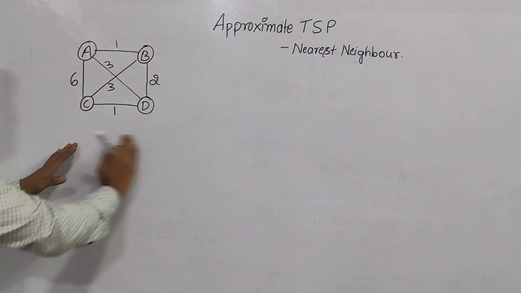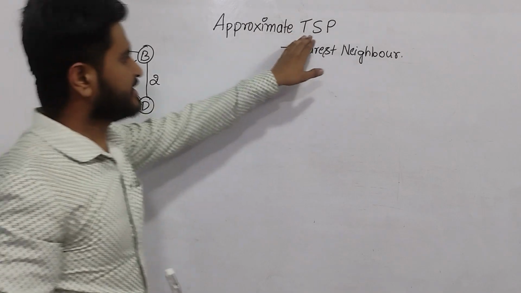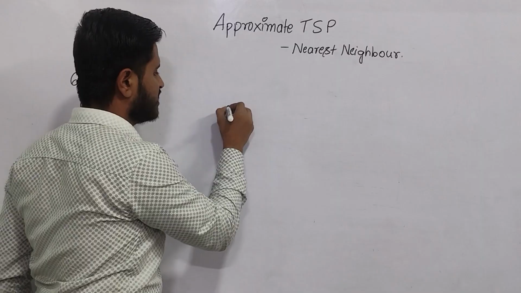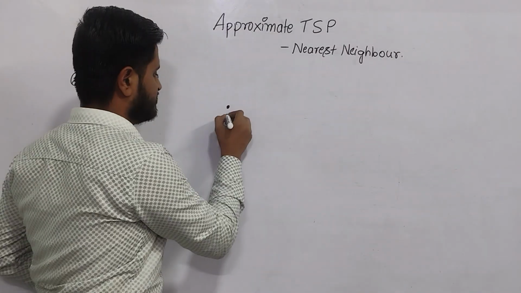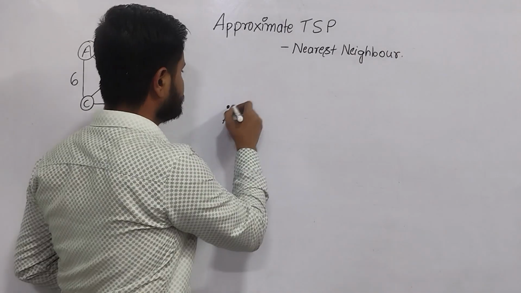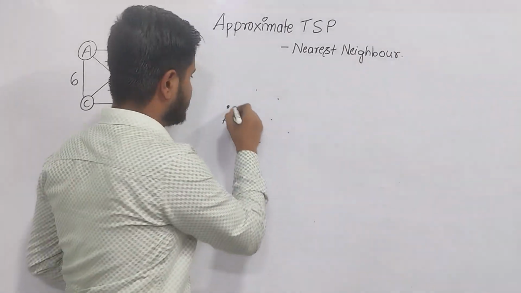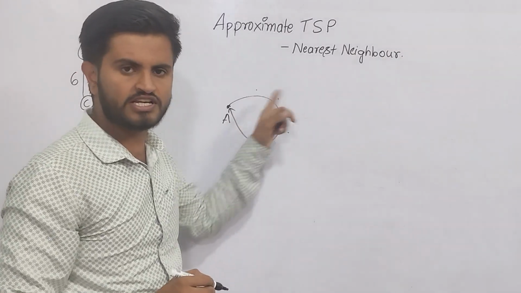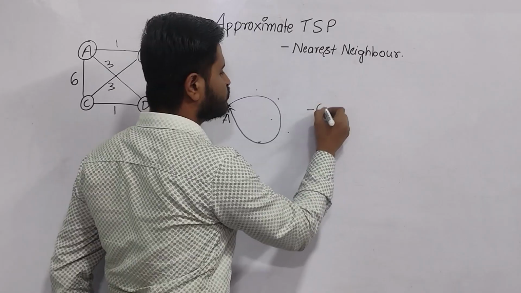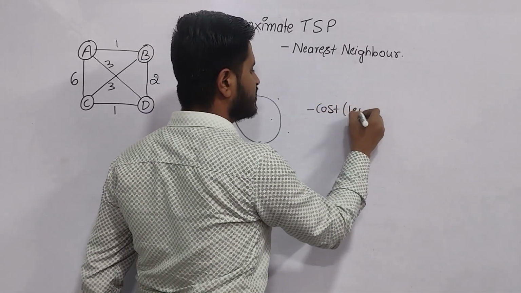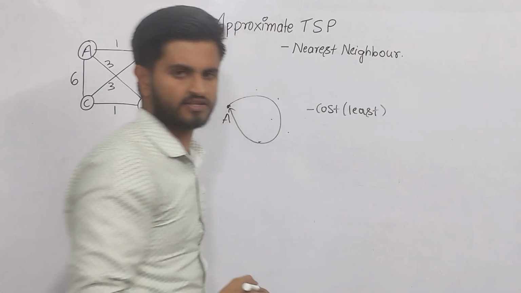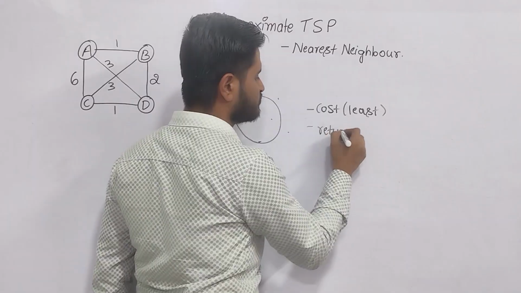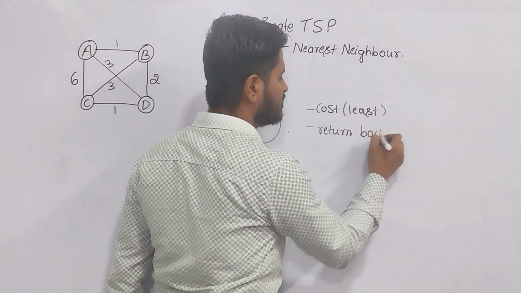Now there will be a given graph or paths. In the traveling salesman problem, what will the salesman do? The salesman will start his journey from a city, let us call it A. Then he will go to all other cities, and then he will come back to the city which he started from. He must move with the least cost, that is, the cost of moving from one city to another must be least, and he must return back to his home city.